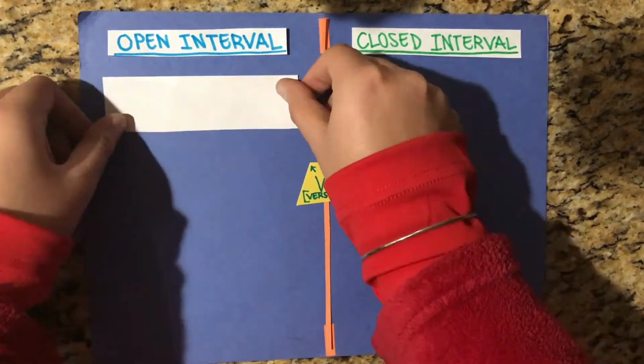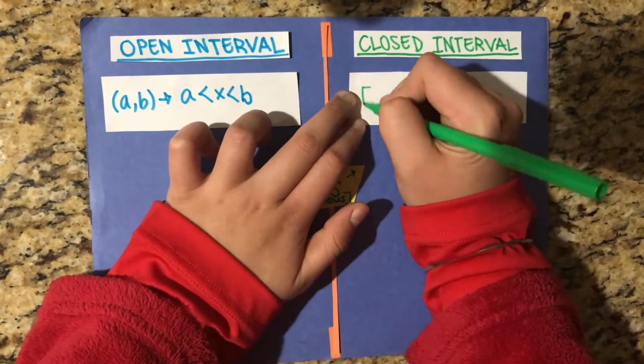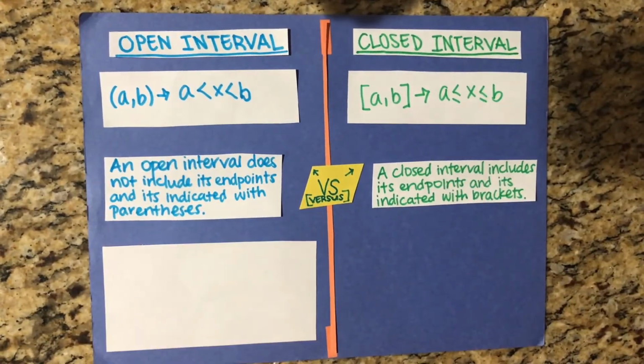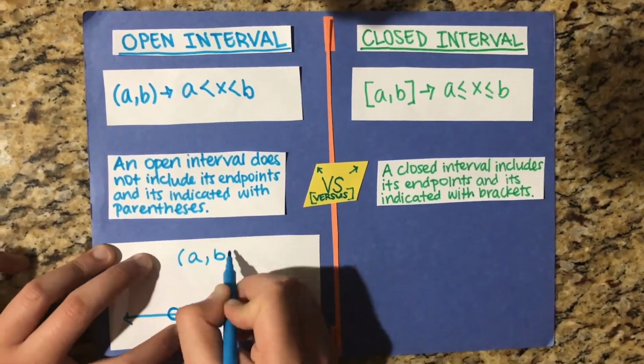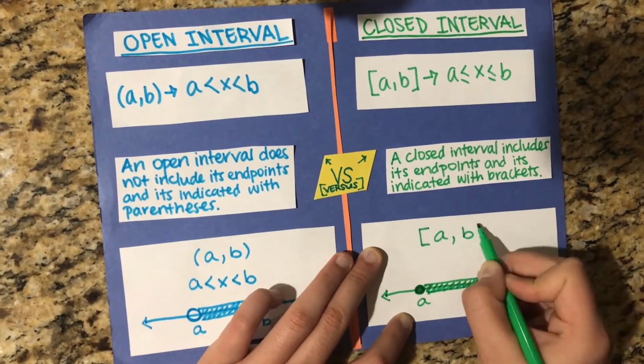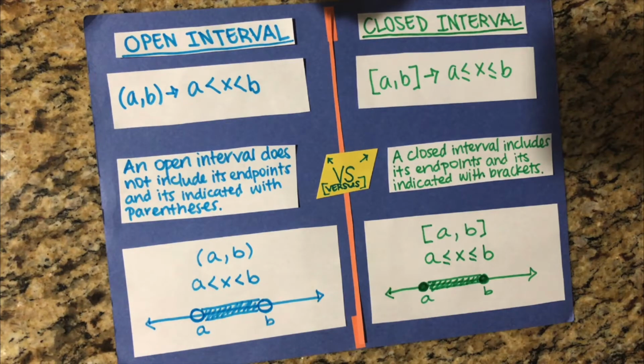An open interval versus a closed interval. An open interval does not include its endpoints, and it's indicated with parentheses. A closed interval includes its endpoints, and it's indicated with brackets. These two number lines at the bottom show the difference visually.